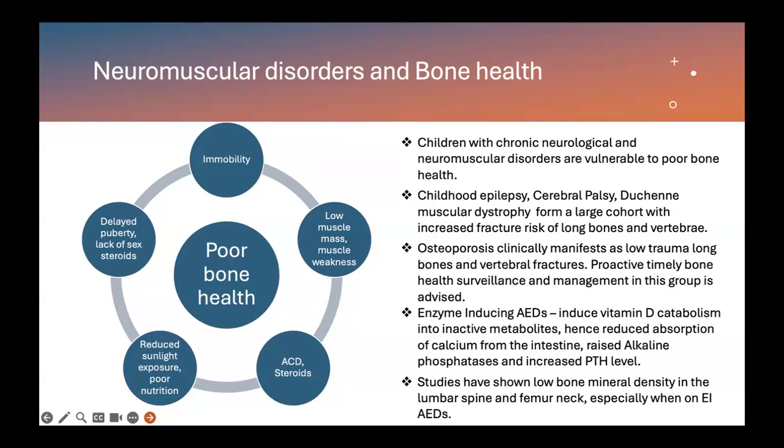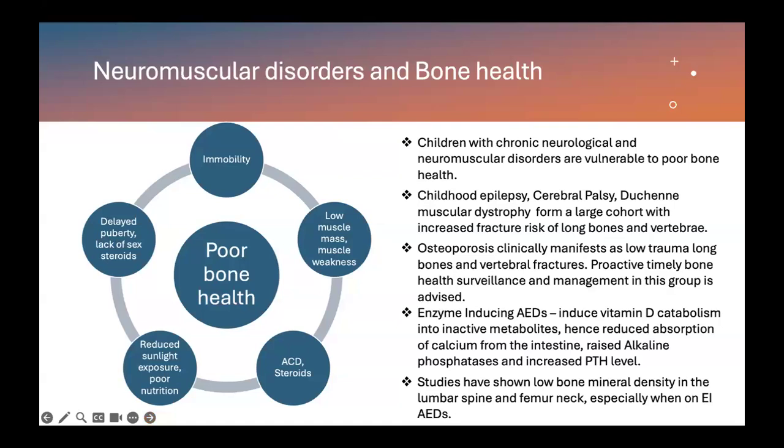Many children with epilepsy are on enzyme-inducing AEDs, which induce vitamin D catabolism, and inactive metabolites of vitamin D are generated. Hence, there is reduced calcium absorption from the intestine, thereby raising alkaline phosphatase and PTH levels, which causes bone resorption. Studies have shown that low bone mineral density in the lumbar spine and femur neck is present, especially in children on AEDs that induce the hepatic enzymes.